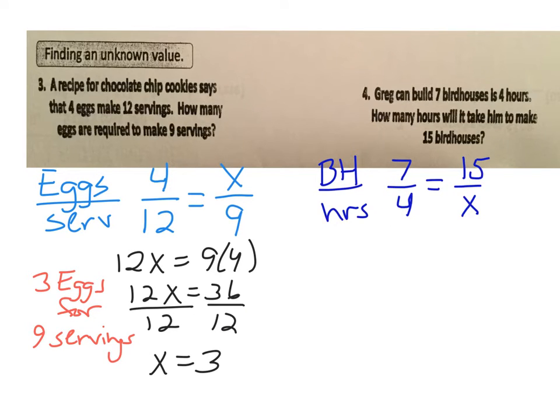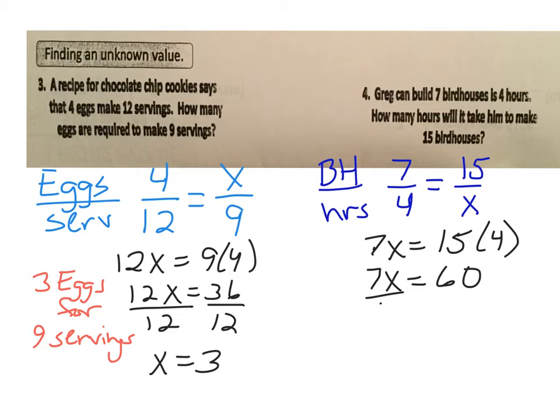So let's go ahead and again do your cross multiplying. That would be 7 times x equals 15 times 4, or 4 times 15. The order doesn't matter over there. So 7x equals 60. You're going to go ahead and divide off the 7, and you get x equals.